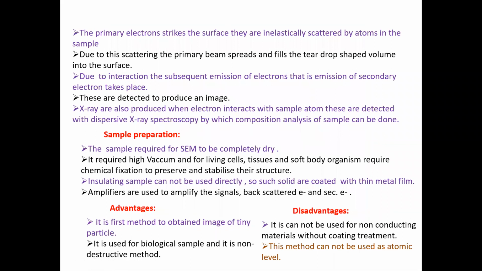So this primary electron striking the surface of your sample is inelastically scattered by atoms in the sample. And due to this scattering the primary beam spreads and fills the teardrop shape volume beneath the surface, right.